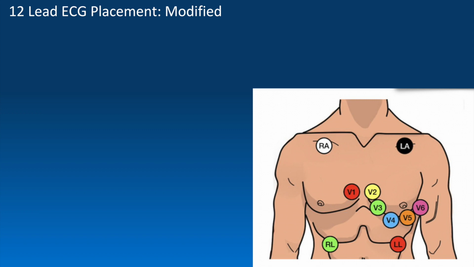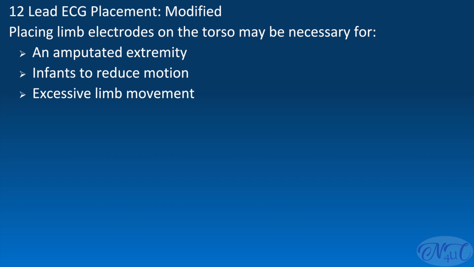Now we'll see modified 12-lead ECG placement. Placing the limb electrodes and lead wires on the torso instead of the extremities may be necessary for an amputated extremity, infants to reduce motion, and the patient who is having excessive limb movement.